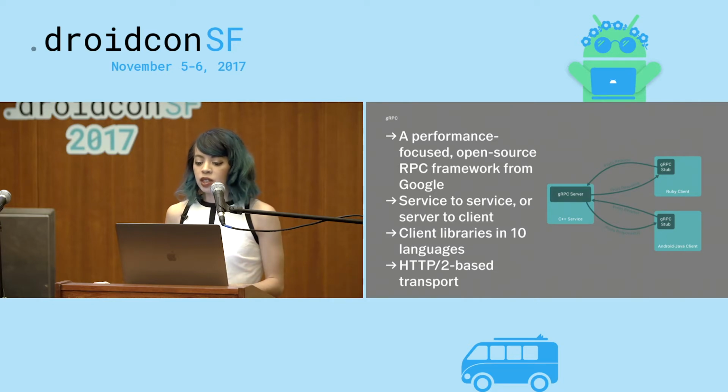But basically what it looks like in this diagram is that there's a gRPC server that lives on your service. And you can have as many clients as you want that have a gRPC stub living on them, where you can make a request to the server and receive a response. The client and the server can be written in different languages.